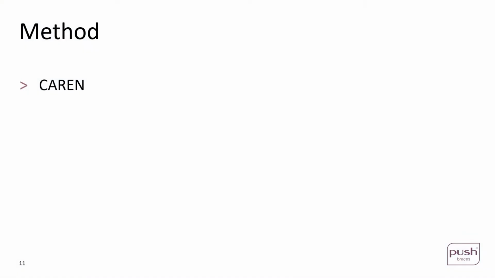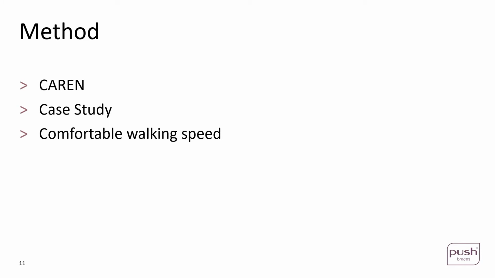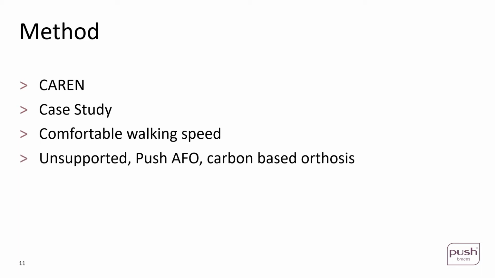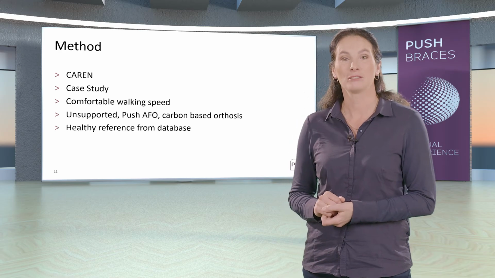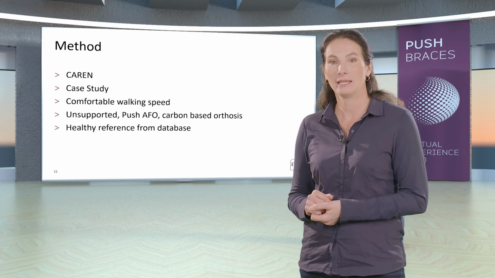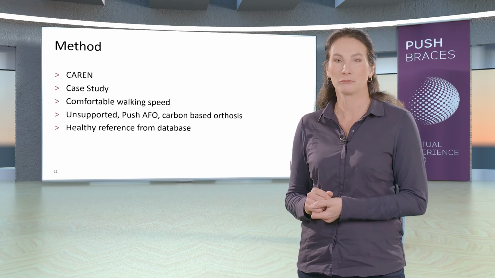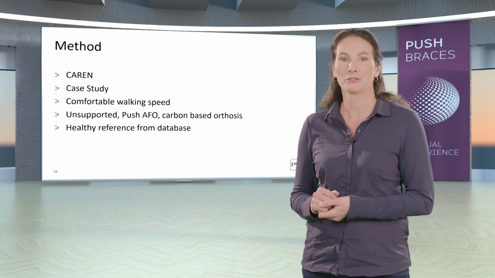The CAREN enables us to visualize and analyze the gait pattern of two subjects with foot drop in a case study. The presented results were obtained from a comfortable walking speed. The data was consistently based on 50 duly measured steps. For this, the subject walks for at least 1 minute at the same pace. The subject ran through the same process without an orthosis, with a Push AFO and with a carbon-based orthosis. A healthy subject, comparable in length, weight, age and gender, was taken from the university's database as a point of reference for each subject.